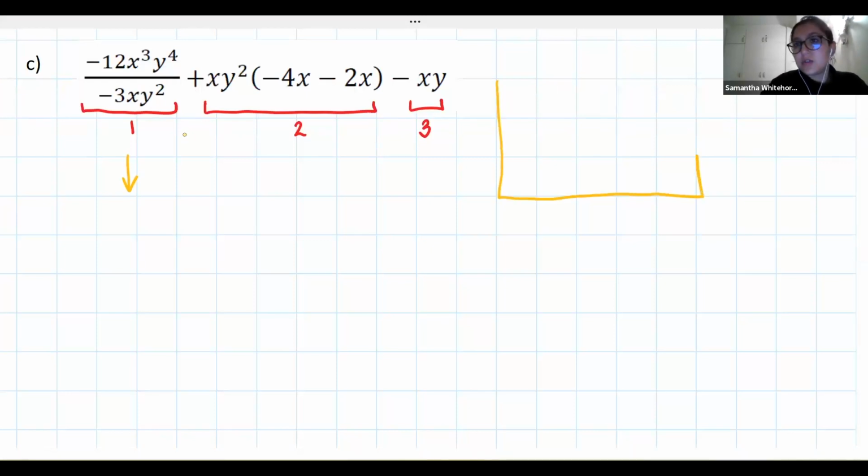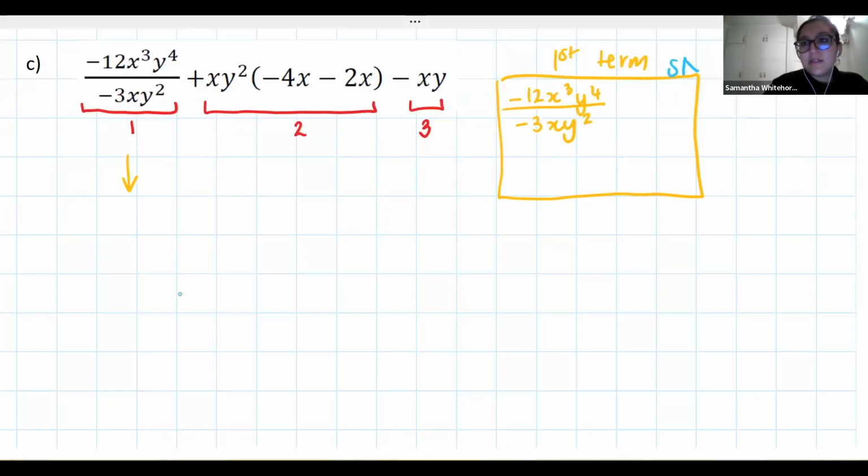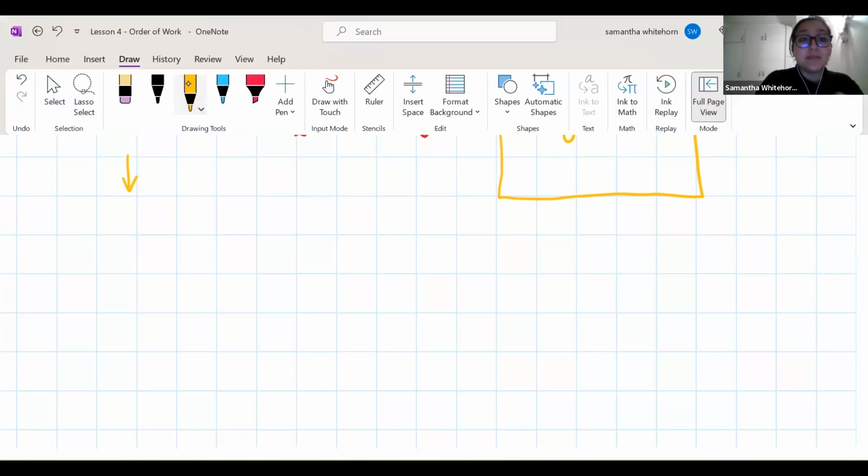So again, if we just do our little working out block for our first term, let's see what we have going on here. So this is minus 12x cubed y to the power 4 divided by minus 3xy squared. Okay, now guys, remember, whenever you are multiplying or dividing, SNV is very useful to us. SNV is signs, numbers, variables. If you can do it in that order, just break it down for yourself, life becomes easier.